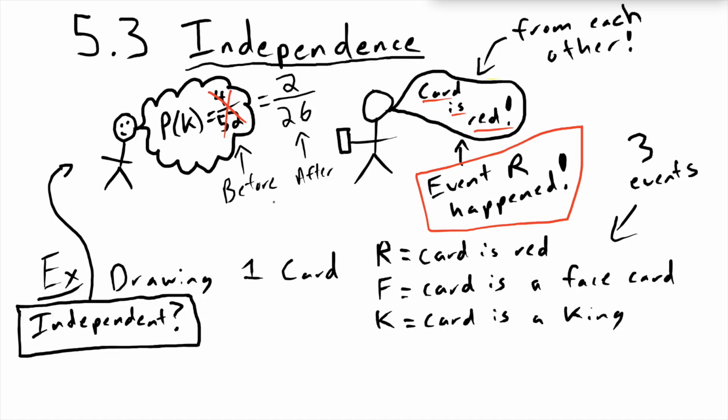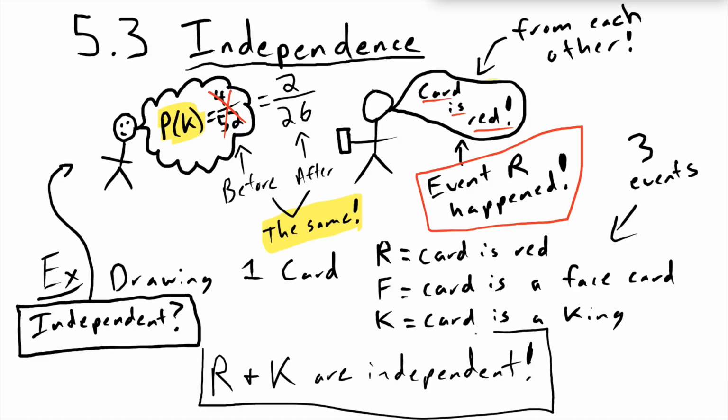But if you notice, these 2 things are the same. Both these probabilities are actually the same number, kind of in disguise. And so event R happening didn't change the probability that the card is a king. The events R and K are independent. Knowing that the card is red didn't change the probability that the card was a king at all.